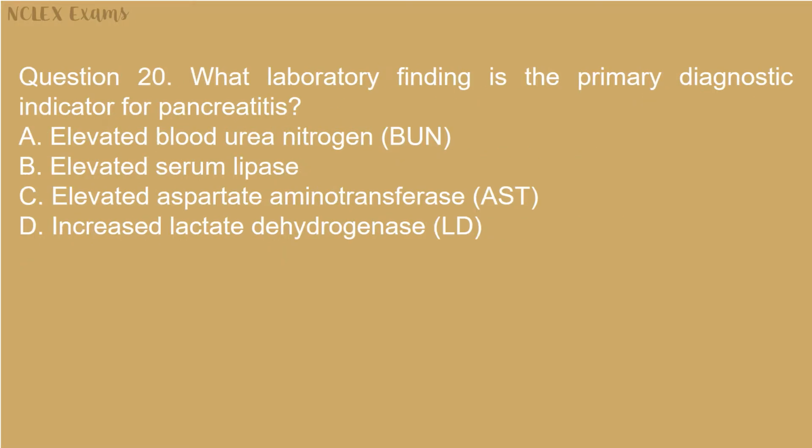Question 20. What laboratory finding is the primary diagnostic indicator for pancreatitis? A. Elevated blood urea nitrogen BUN. B. Elevated serum lipase. C. Elevated aspartate aminotransferase AST. D. Increased lactate dehydrogenase LD.